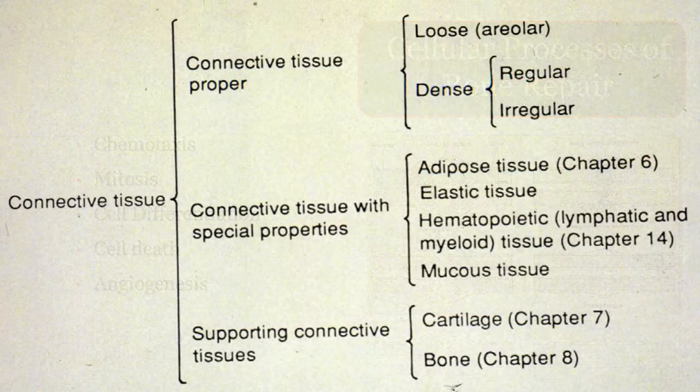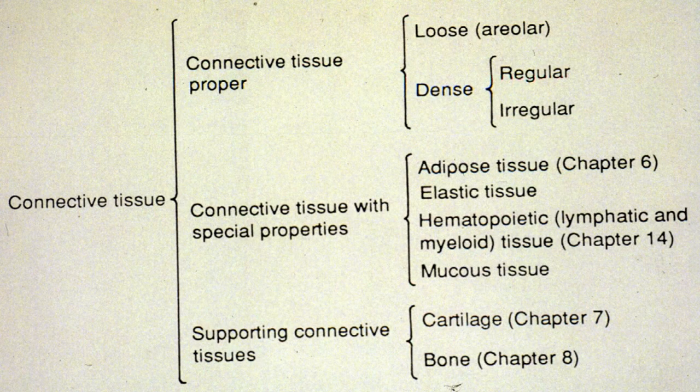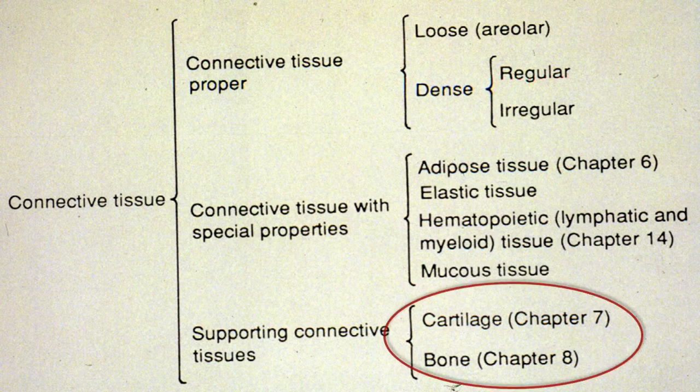In summary, cartilage and bone are supporting types of connective tissue, which is one of the three types of connective tissue. One type is connective tissue proper, which is like the dermis of your skin or the white of the eye. Another type is special properties connective tissue, like bone marrow, which produces red blood cells and platelets. But today we talked about supporting connective tissue composed of cartilage and bone.